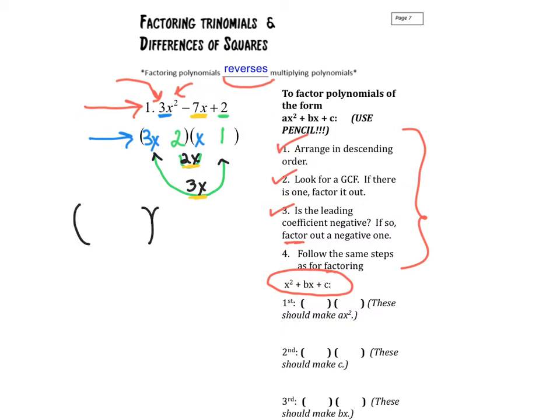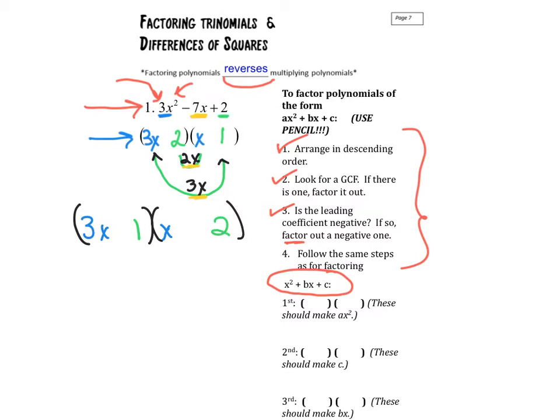So let me go ahead and get ready. Here's factored form. The initial term in the front is 3x squared. In order to get 3x squared, it's 3x and x. We tried 2 and 1. Let's switch it around and try 1 and 2. Let's see if that works.